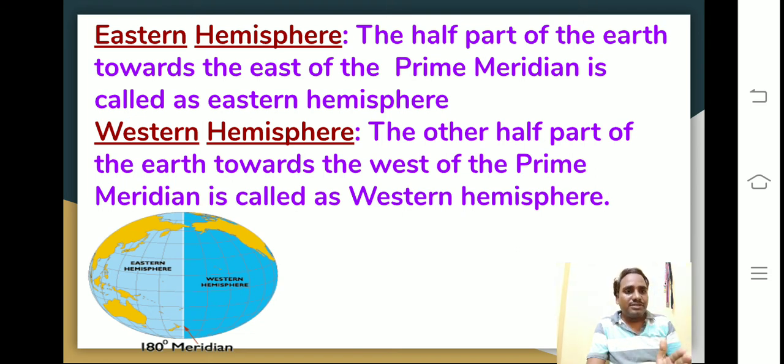The prime meridian divides the earth into two equal halves, that is, the eastern hemisphere and the western hemisphere. Eastern hemisphere: the half part of the earth towards the east of the prime meridian is called the eastern hemisphere, and the other half part of the earth towards the west of the prime meridian is called the western hemisphere.